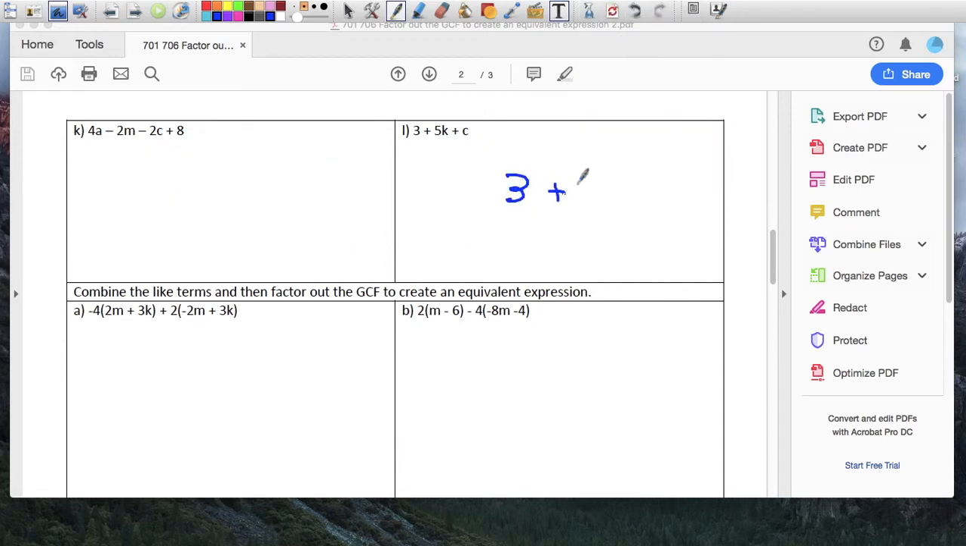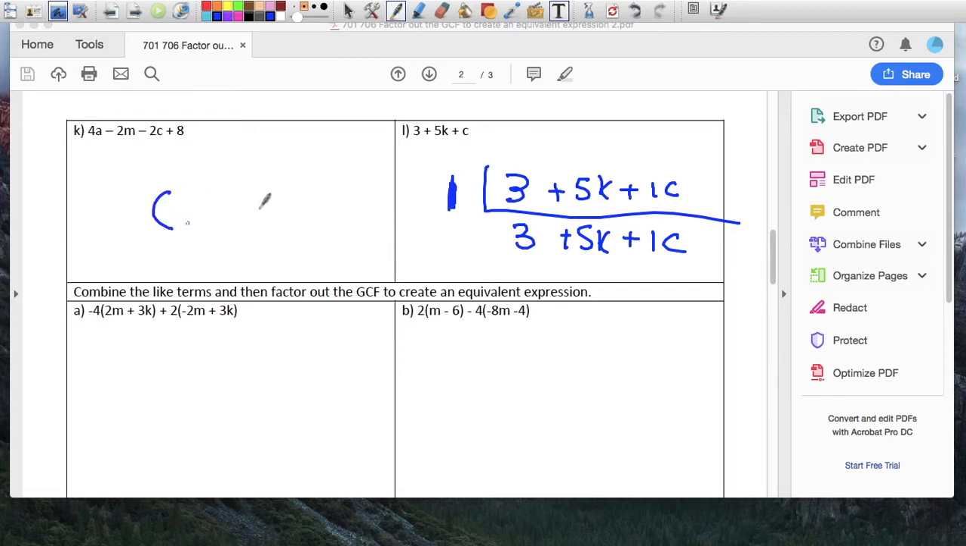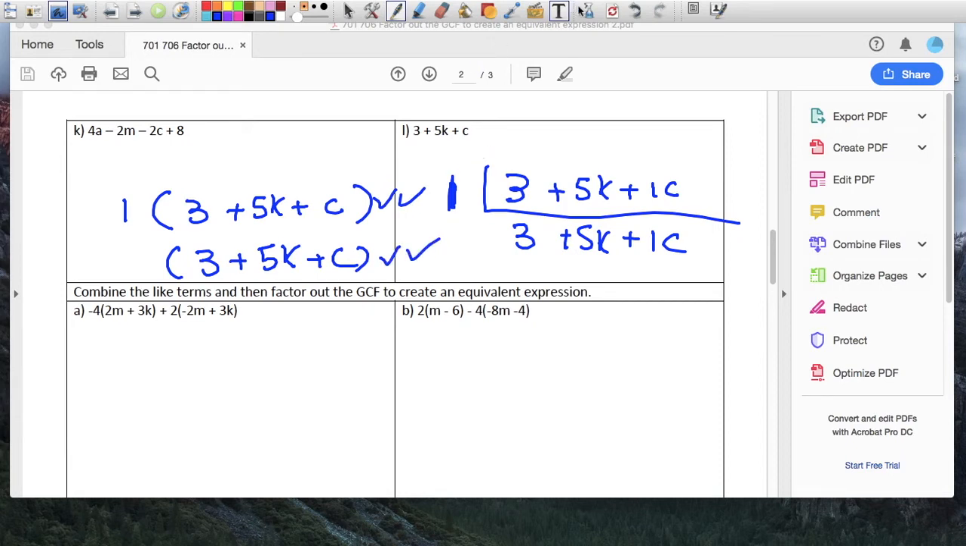Now we have 3 plus 5K plus C, or 1C. Okay, remember, we can't use 2, no 3, no 4, no 5. So it's going to be 1. 3 divided by 1 is 3, 5K divided by 1 is 5K, and C divided by 1 is C. So our answer is going to be parentheses 3 plus 5K plus C. And you can put a 1 over there, or just like this. So this one is okay, and this one is okay.